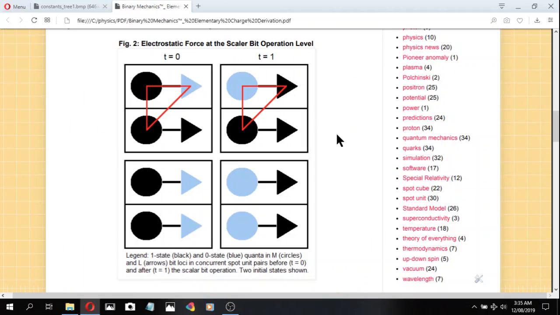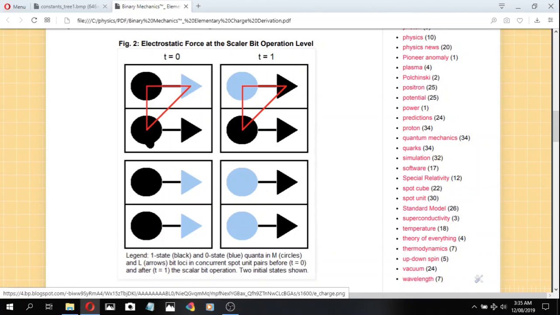Figure 2 shows the electrostatic force at the scalar bit operation level. One state black and zero state blue quanta in M circles and L arrows bit loci in concurrent spot unit pairs before, to the left, t equals 0, and after, t equals 1, the scalar bit operation. Two initial states are shown, above and below.